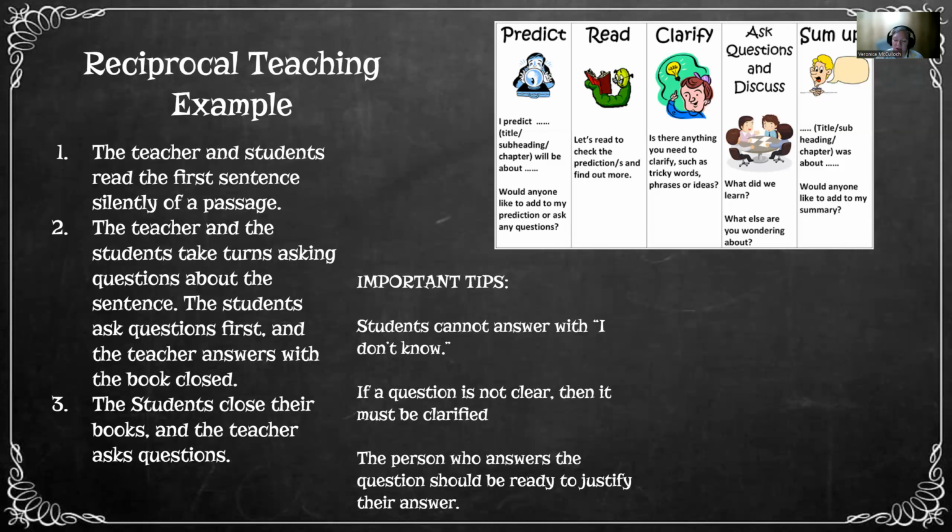If a question is not clear, for example, when they're doing the ask questions and discuss portion, then it has to be clarified by the group or by the teacher. And the person who answers the question should always be ready to justify their answer. A huge piece of this is being able to understand why they came up with the question that they did for the other students so that they could help them figure out what was going on in their brain.